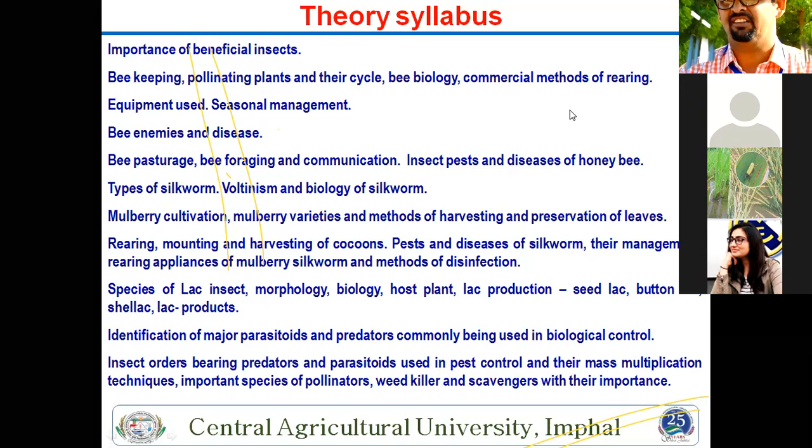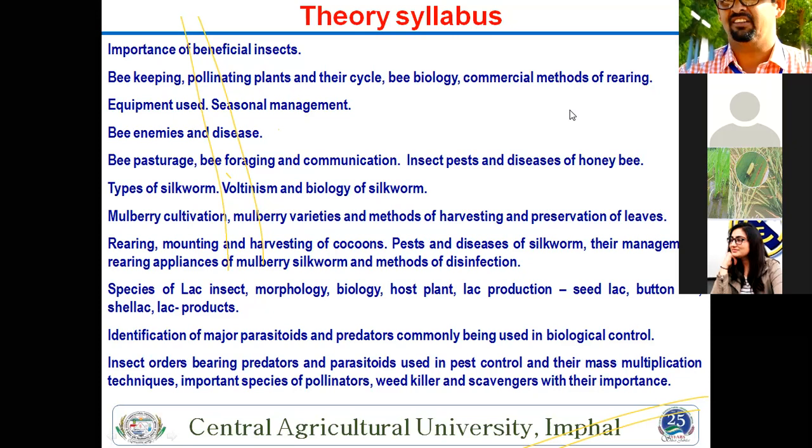Then bee pasture, meaning where the bees collect pollen, that area is the pasture area. Bee foraging and communication: what is the communication? Different types of communication are there in honeybees, like the waggle dance, round dance, and many types. Then again insect pests and diseases of honeybee.